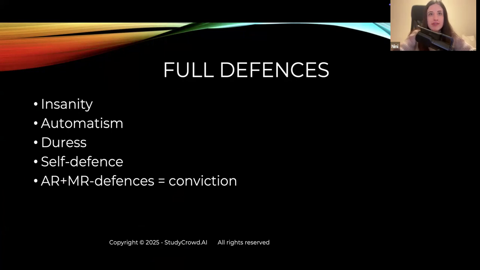And just for you to know this formula, actus reus plus mens rea minus defenses equals conviction. So when a defendant goes to criminal court, the prosecution must establish that the defendant satisfies the actus reus, mens rea, and there are no defenses. Only in that case, the defendant goes to jail.